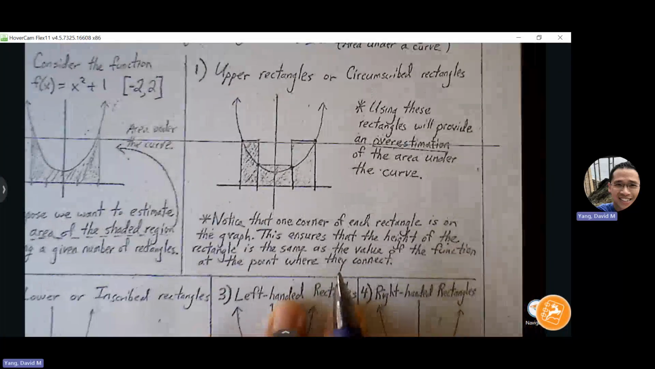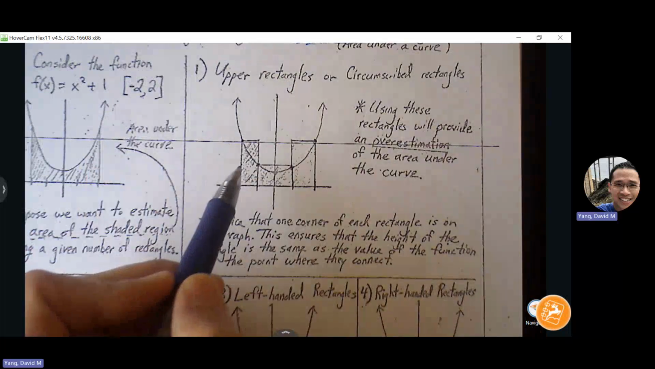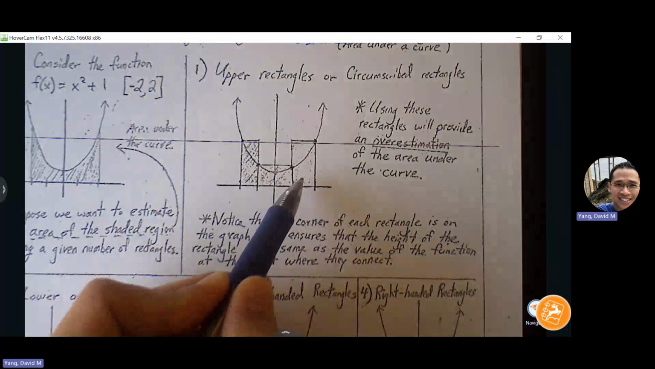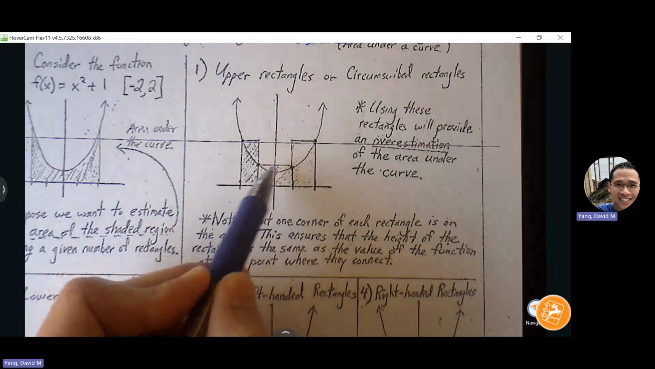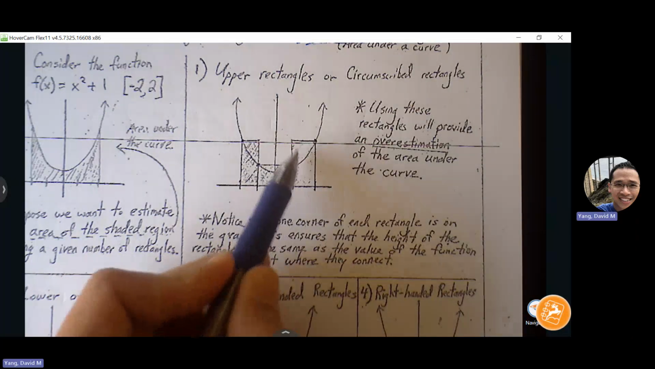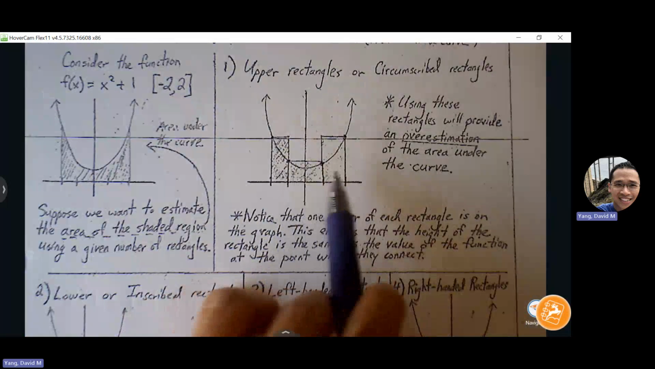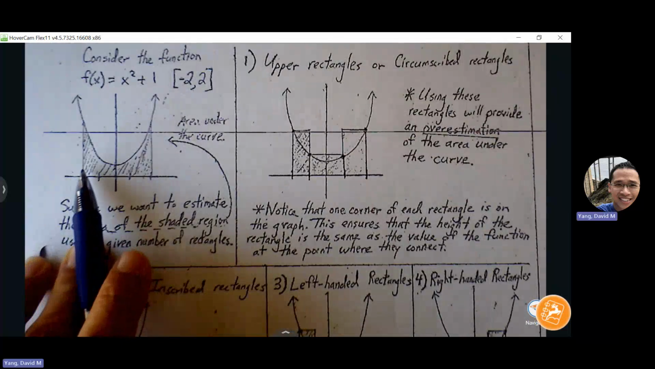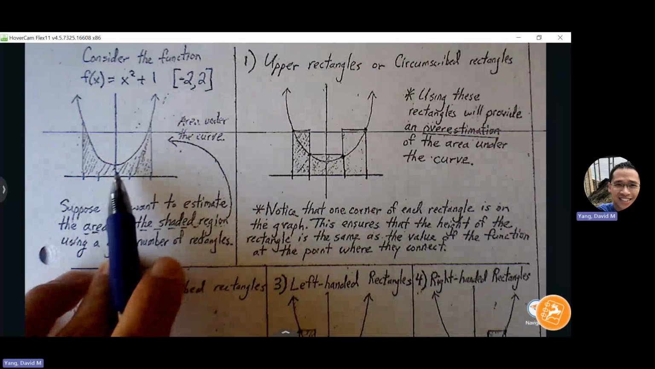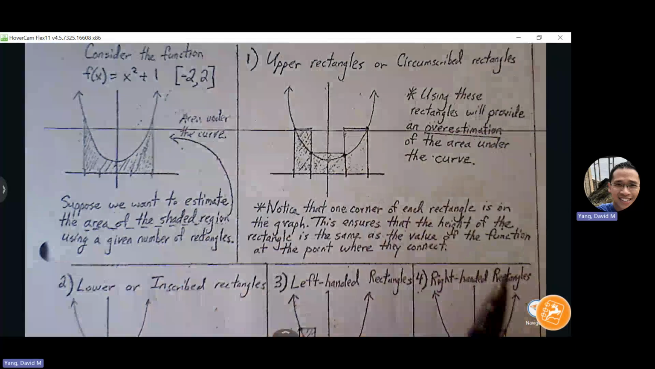Okay. Now, one way to do it is using upper rectangles. So upper rectangles is where we're purposely drawing rectangles that are going to over approximate. Okay, portions of your rectangles will always sit above the curve. You can obviously tell that the area of these 4 rectangles will be a larger area than the area under this curve, this shaded region, right? Because you have all these portions sticking out above the curve.